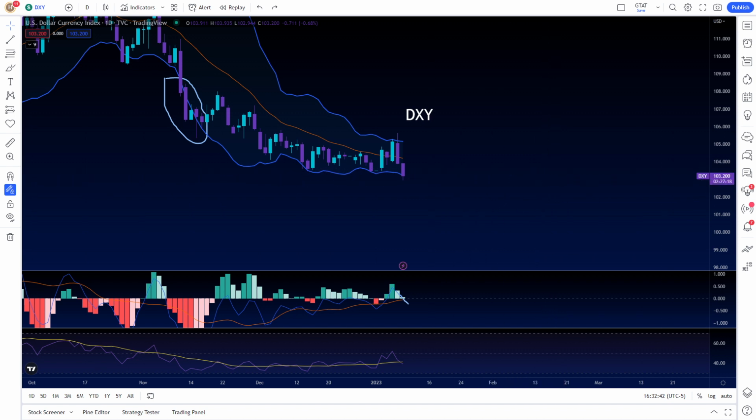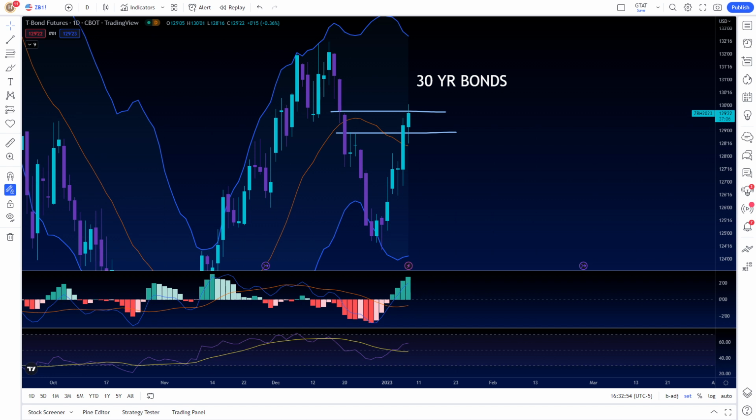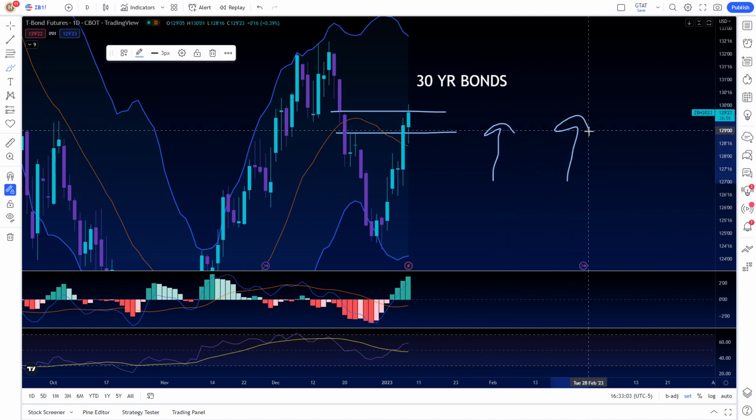Let's go ahead and take a look at the bonds. So the 30-year bonds. 30-year bonds have more of a correlation to the overall market. So if the bonds are doing well, then the stock market should also be doing well.